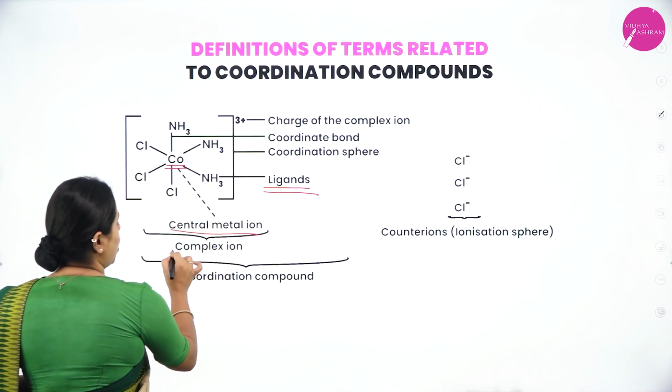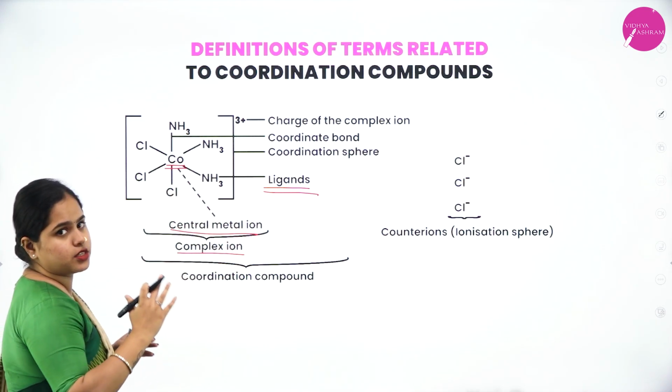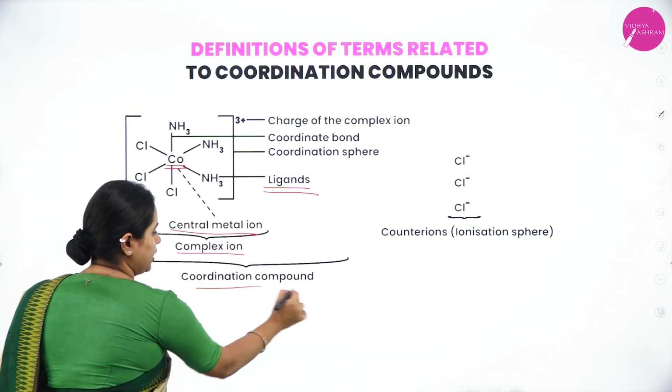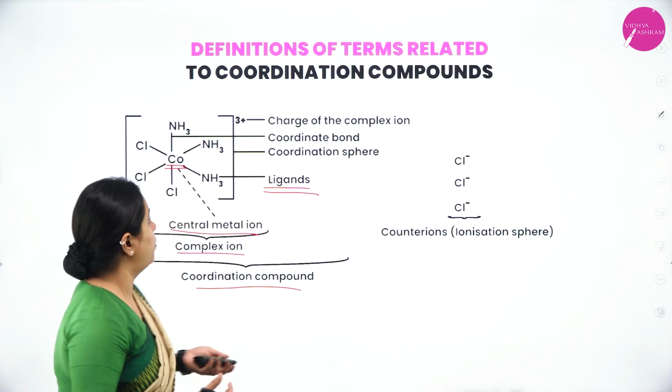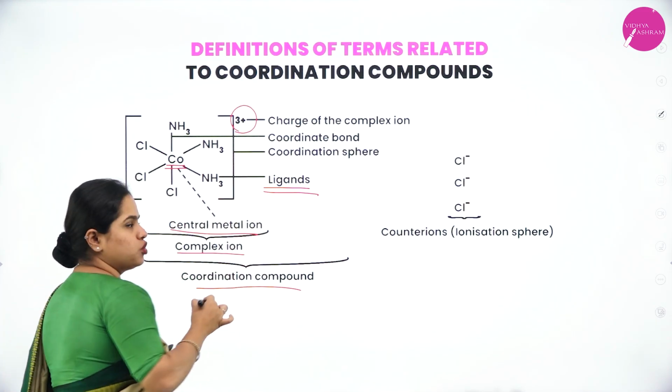Now the whole of this is called a complex ion, and the coordination compound, right? Now for certain coordination compounds there will be a charge also present.